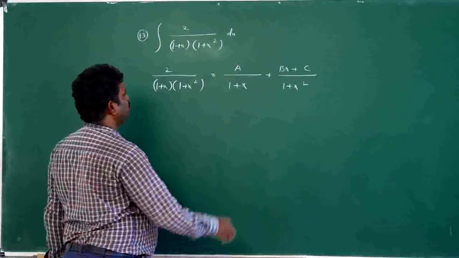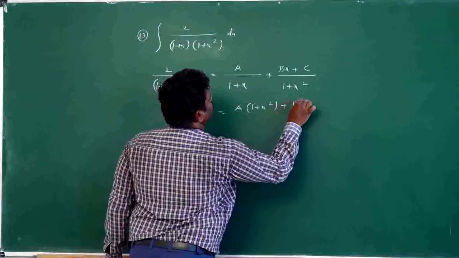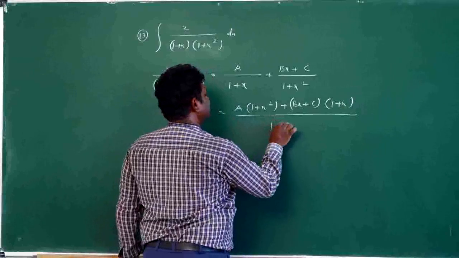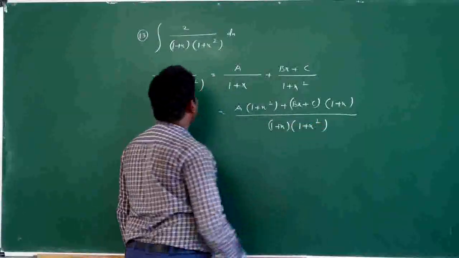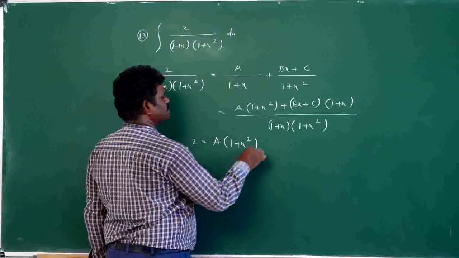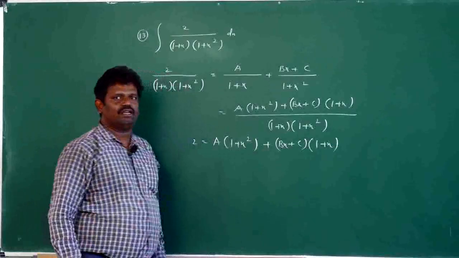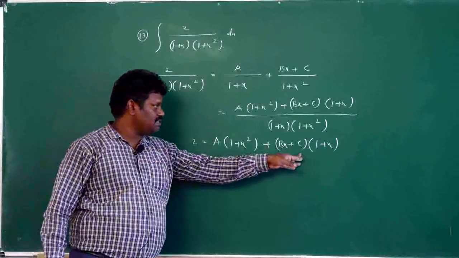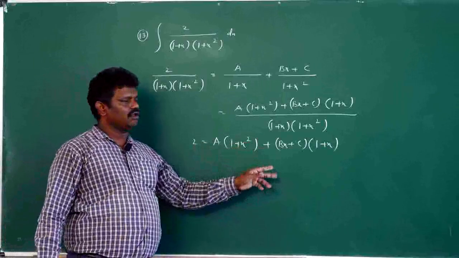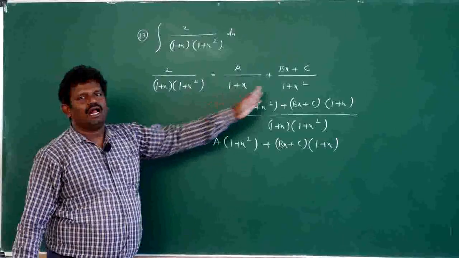After that, what do we write here? Taking the LCM, A(1 + x²) plus (Bx + C)(1 + x), divided by (1 + x)(1 + x²). Here the denominators are equal, so 2 is equal to A(1 + x²) plus (Bx + C)(1 + x). Now we substitute: put x = −1, this value is 0, and we get 2A equal to 2. Again put x = 0, then we get B, or by comparing the coefficients of A and B, we automatically get the constant value. These values are substituted here, and we apply the integration.